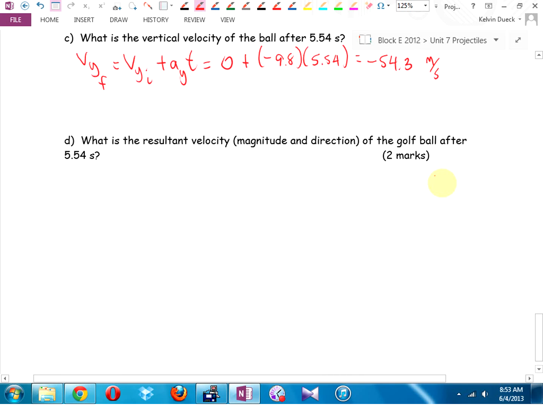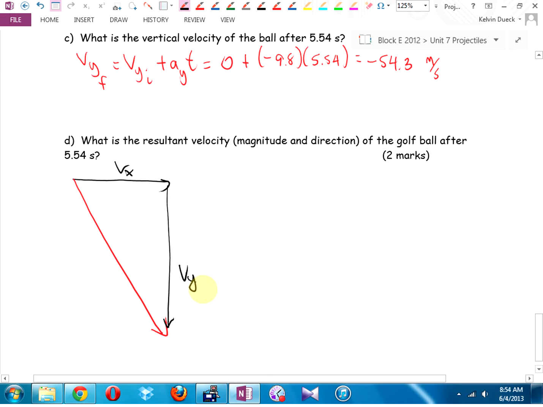What's the resultant? By the way, I like question D. Question D is a nice question. What's the resultant velocity, magnitude and direction, of the golf ball after 5.54 seconds? Well, Dylan, as a picture, I think it's going to look like that. I'll put an arrow on the end of it to make the vector clearer. And Elijah, what I'm going to realize is that that's actually broken up into a horizontal component with an arrow on the end of it, and William, a vertical component with an arrow on the end of it. And I know the horizontal component already.